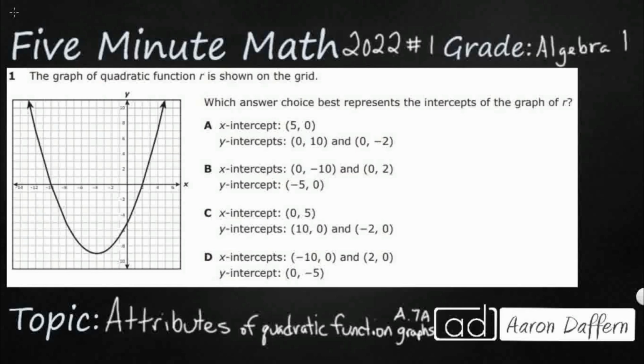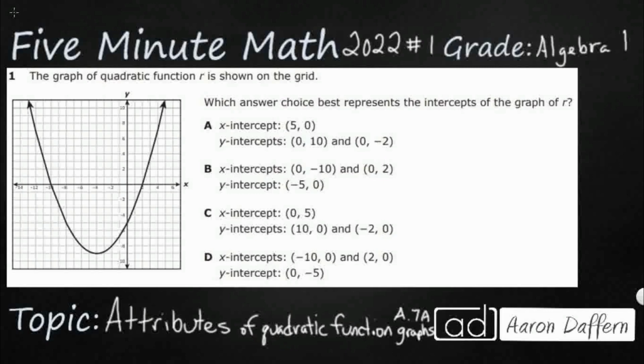Today we are looking at the Algebra 1 concept of attributes of quadratic function graphs. This is standard A.7A in the great state of Texas, and we are using item number 1 off the 2022 released STAAR test. If you haven't done so already, please go ahead and take a moment to pause the video, work this problem out on your own, unpause it, and we will look at our answers together.